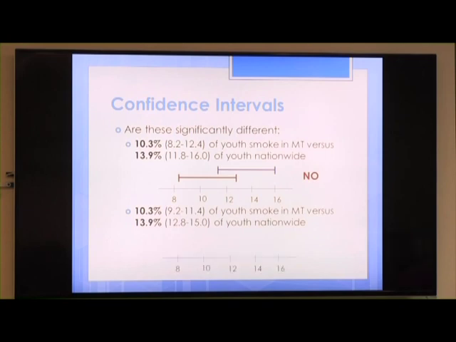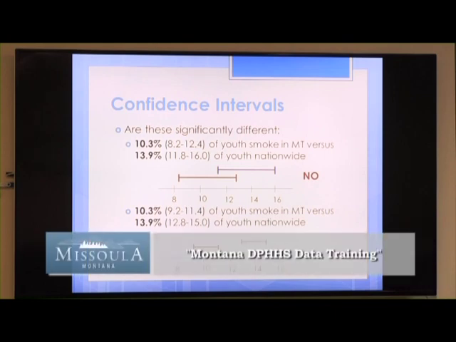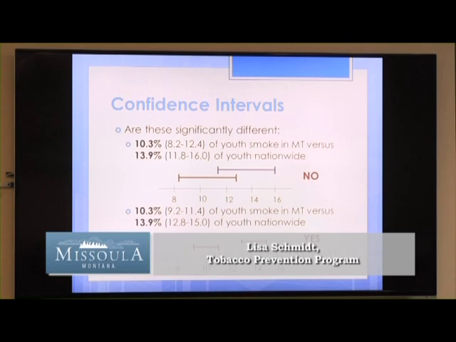So if you do the same thing, here is Montana. There's their little confidence interval. And there's the US. Now there's a gap between those two, right? So now you can say, awesome, Montana and their tobacco prevention workers, I see one right there, are doing great, because the youth in Montana are smoking significantly less than youth across the US.